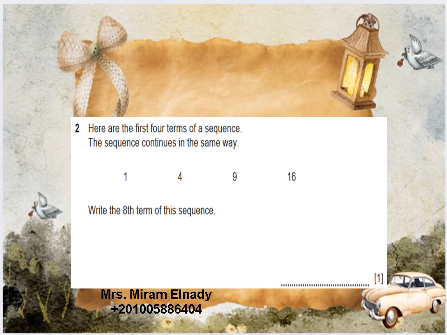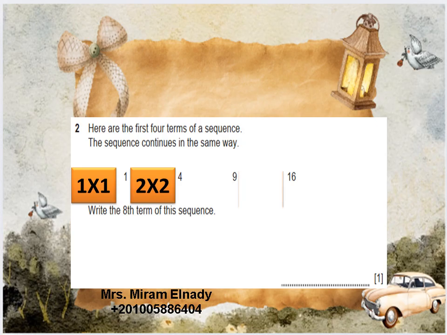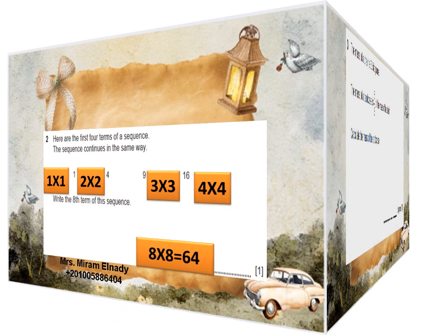Here are the first four terms of a sequence. The sequence continues in the same way: 1, 4, 9, 16. This reminds you of the square numbers, so let's try. 1 times 1 is 1, 2 times 2 is 4, it's working, square numbers. 3 times 3 is 9, and then 4 times 4 is 16. What is the eighth term of this sequence? 8 times 8 equals 64.